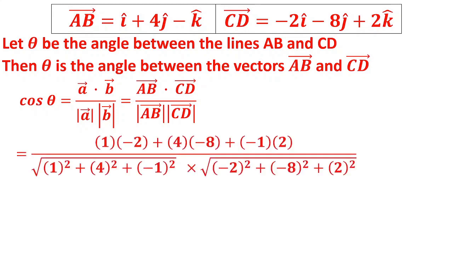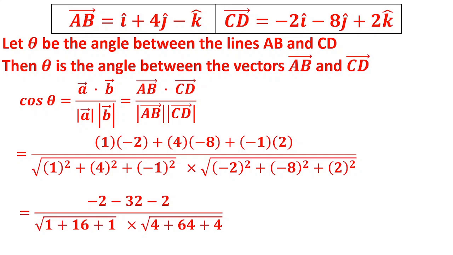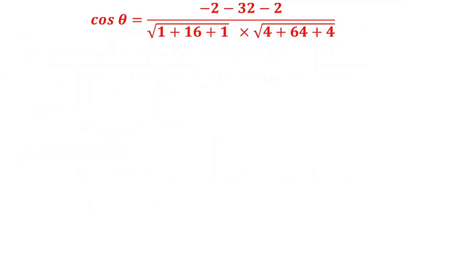Now how to do it? The same thing. We have to multiply 1 into minus 2 plus 4 into minus 8 plus minus 1 into 2. And in the denominator it is square root of 1 square plus 4 square plus minus 1 whole square, the magnitude of the first vector, into the magnitude of the second vector, minus 2 whole square plus minus 8 whole square plus 2 square. In the numerator you are getting minus 2 minus 32 minus 2, and the denominator is square root of 1 plus 16 plus 1 multiplied by square root of 4 plus 64 plus 4. Let us continue. In the numerator you are getting minus 36. In the denominator you are getting root 18 and root 72.